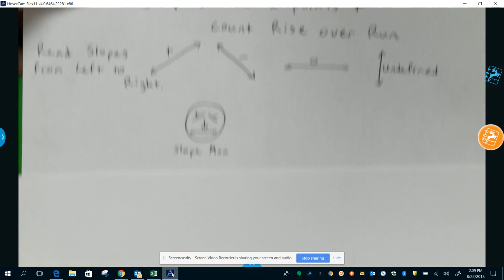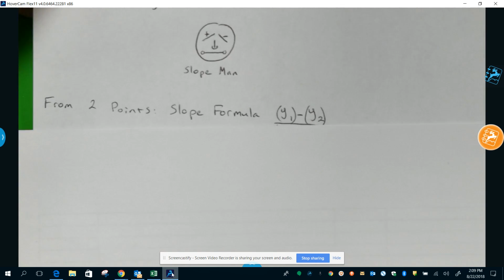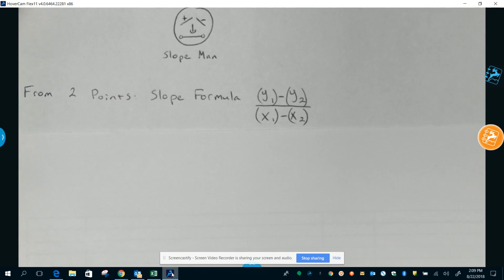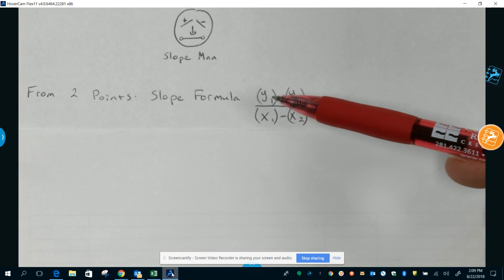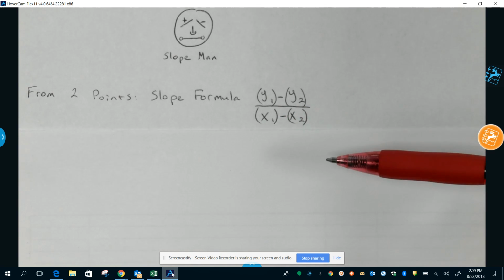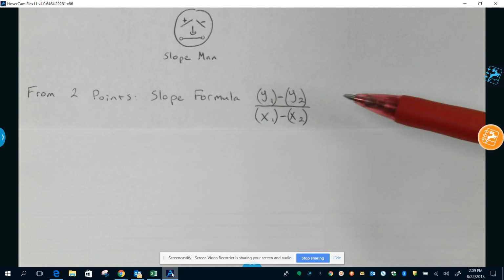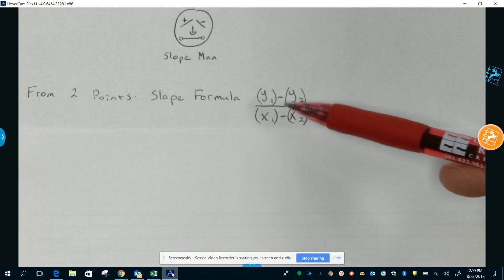Now, let's say they don't give you a graph. Okay, let's say they just give you 2 coordinates to choose from. Okay, so we're going to use what we call the slope formula: y1 minus y2 over x1 minus x2. Okay, so from the 2 coordinates they give us, we're going to identify what are the x values of that coordinate, what are the y values of that coordinate, and we're just going to plug them in here.